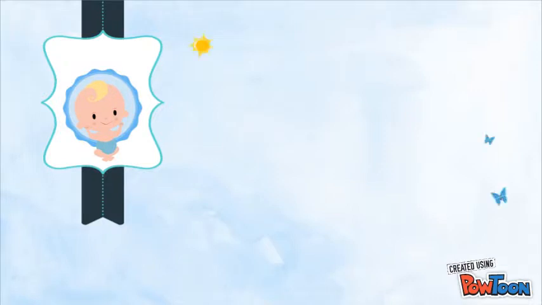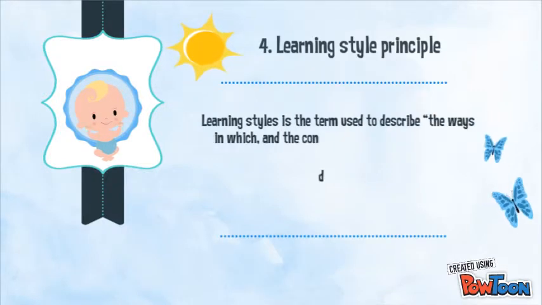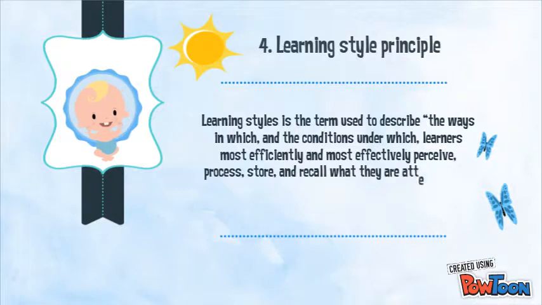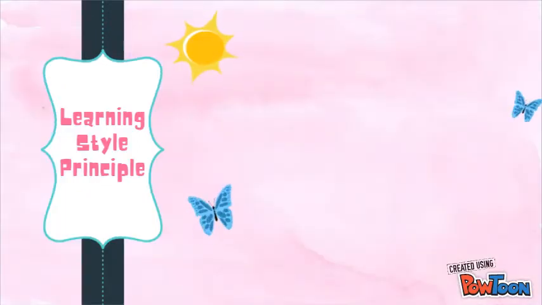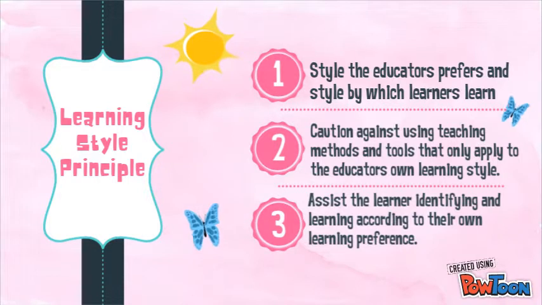The fourth determinant of learning is learning style principle, which is the ways in which learners most efficiently and most effectively perceive, process, store and recall what they are attempting to learn and how they prefer to approach different learning tasks. There are 6 principles of learning style, the first one is the style the educator prefers and the style by which learners learn.